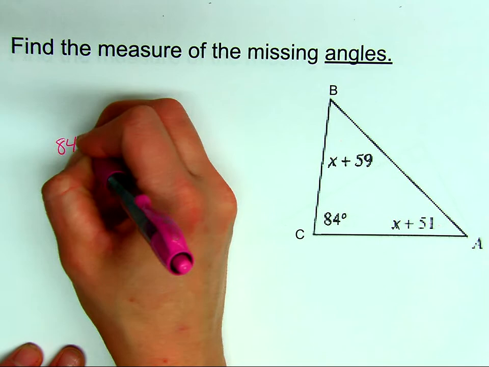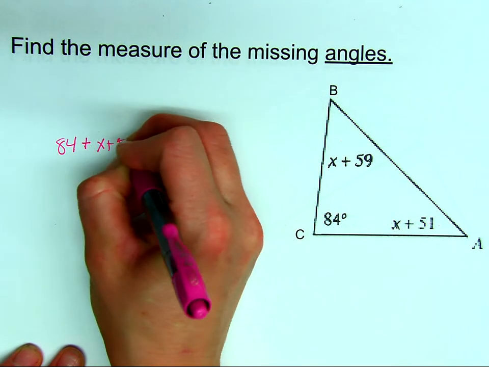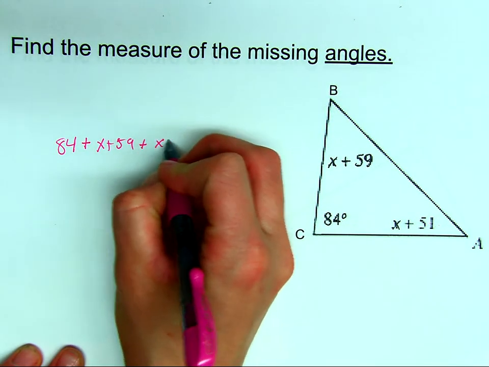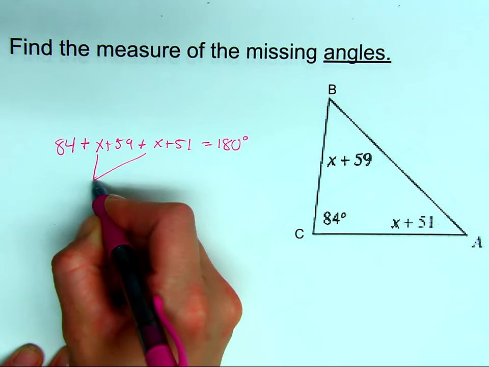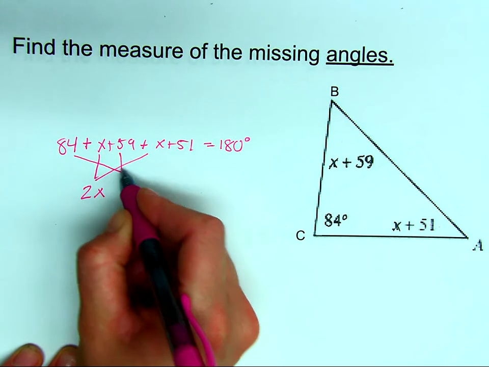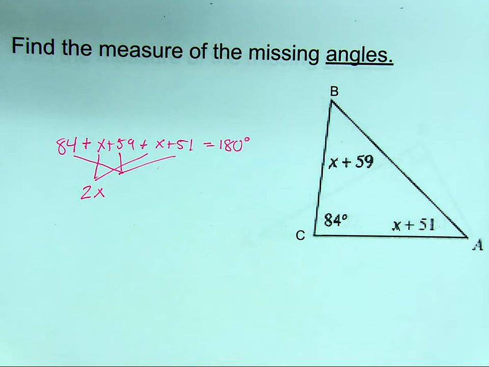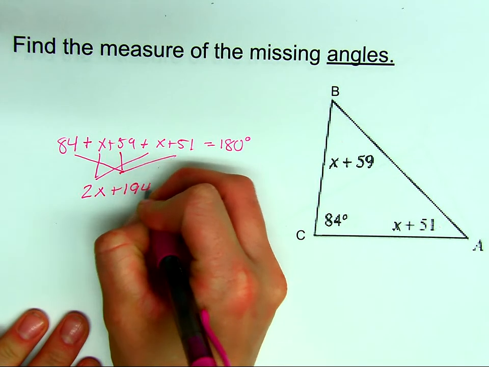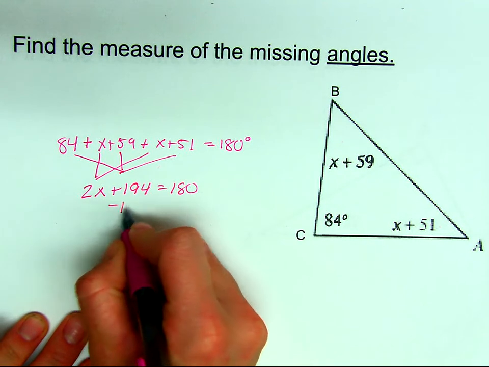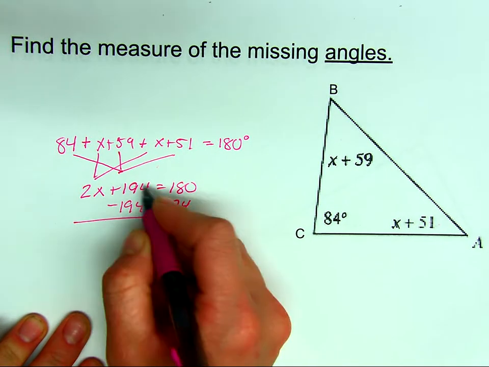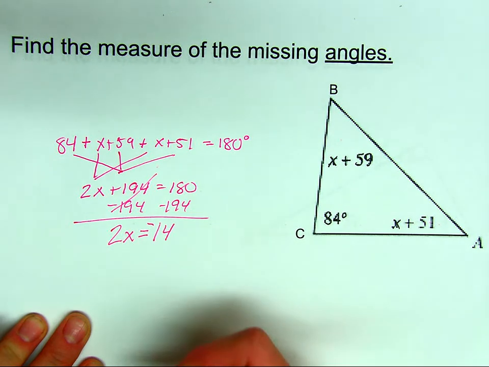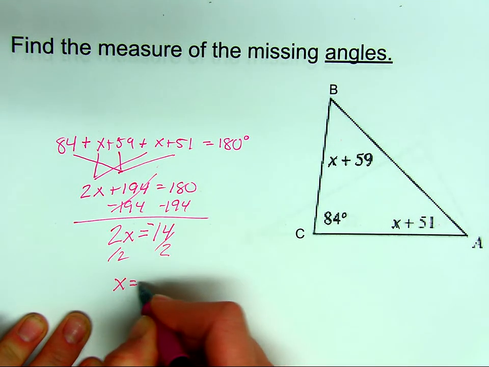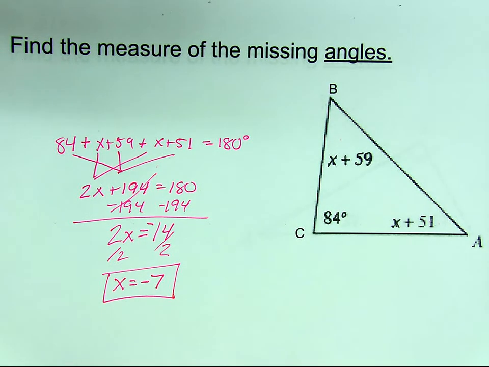So 84 plus x plus 59 as my second angle, plus x plus 51, all add up to 180 degrees. So I have 2x, because x plus x makes 2x, and then 84 plus 59 plus 51 gives me 194. So I gotta subtract that 194 from both sides. 2x is equal to a negative 14. Divide by 2. x is negative 7. So remember, that's the first part, finding x.